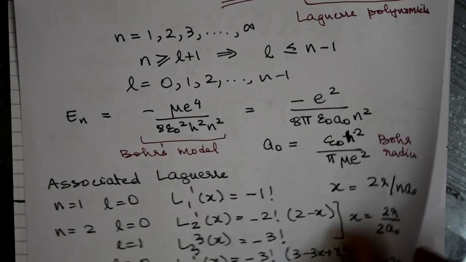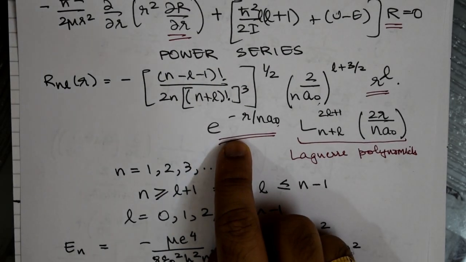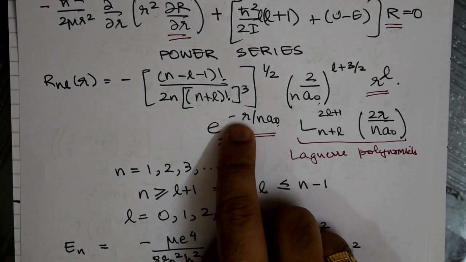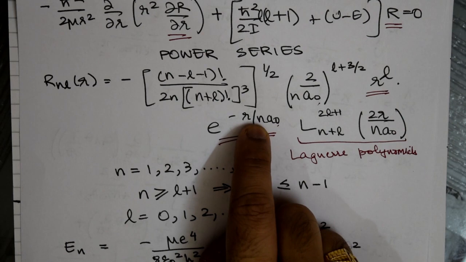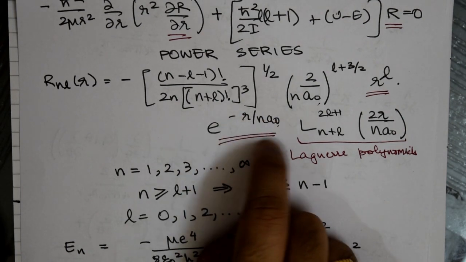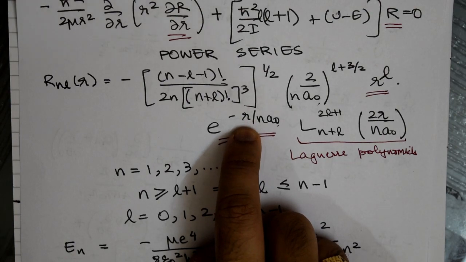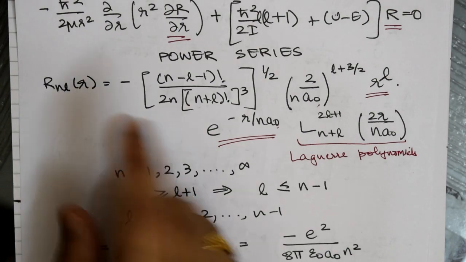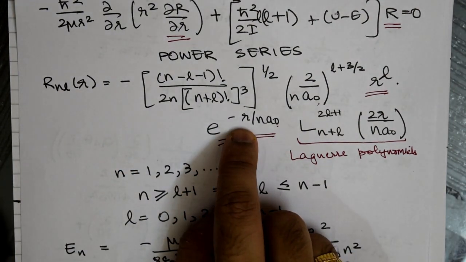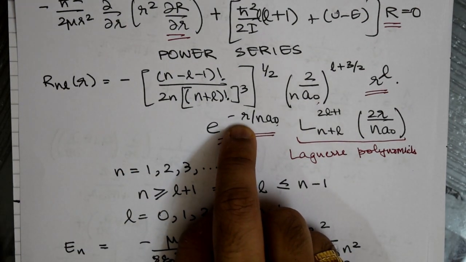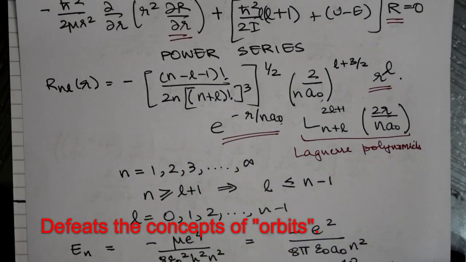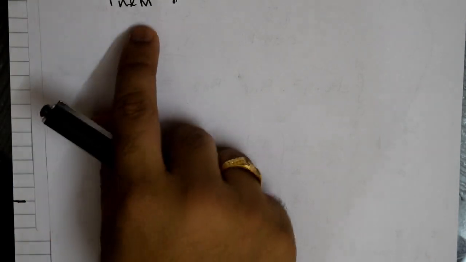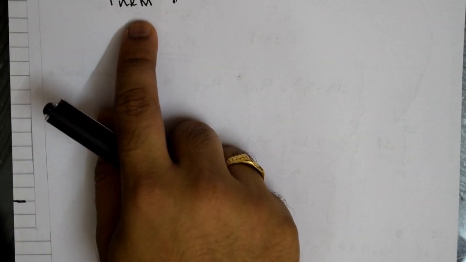And one is able to appreciate the fact that the moment you have an e power minus r by n a naught, as r goes to infinity, e power minus infinity goes to 0. So irrespective of the function you're looking at, irrespective of n and l value, as you go farther and farther away, this goes to 0. Okay, so this already defeats the concept of orbits, but of course, we will take a lot more time in discussing what this Y, n, l and m will give us.